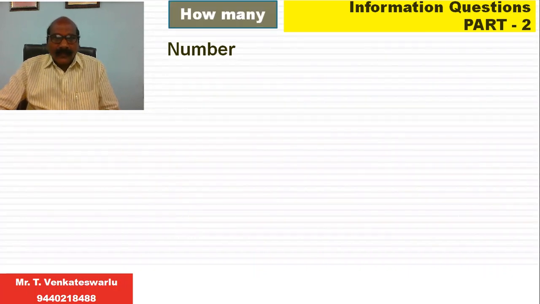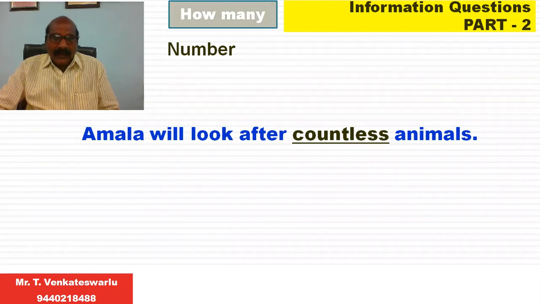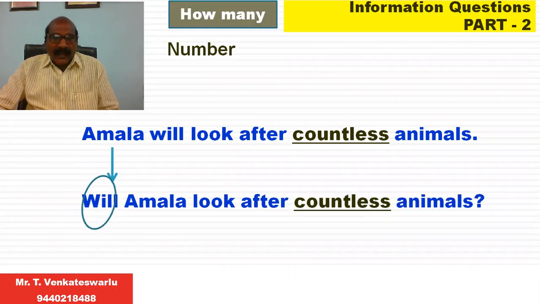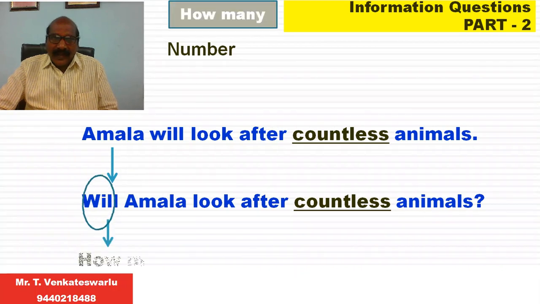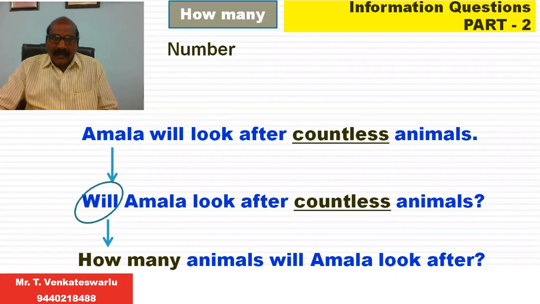Next, Amala will look after countless animals. First, we have to change it into a yes or no type question by inverting the subject and the helping verb. Will Amala look after countless animals? And the underlined part, countless, refers to some number. So we have to use the question phrase how many at the beginning. How many animals will Amala look after? Here also, the question phrase how many acts as an adjective, so it is followed by a noun, and the suitable noun to be used here is animals. How many animals will Amala look after?